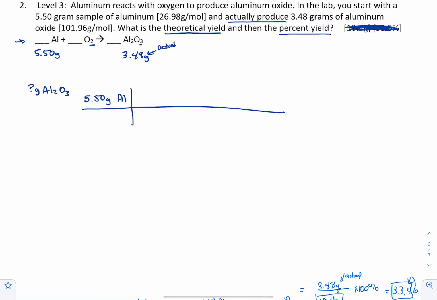I'm noticing I have a 2 and a 3, so I'm going to put a 2 and a 3 like that. And then that means I need 4 aluminum. Yeah, that all balances out because 2 times 2 is 4. So we're going to go from grams of aluminum to moles of aluminum. And then we're going to go from moles of aluminum, and at this point, I can change to something else. Moles of, and it wants me to find Al2O3.